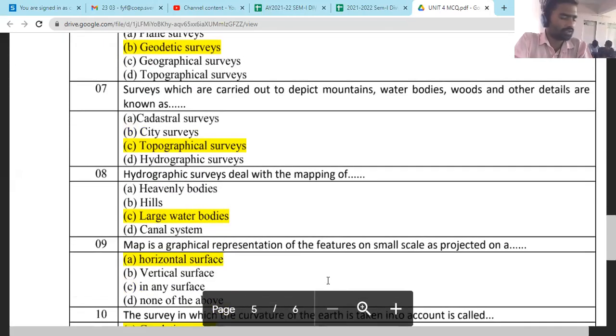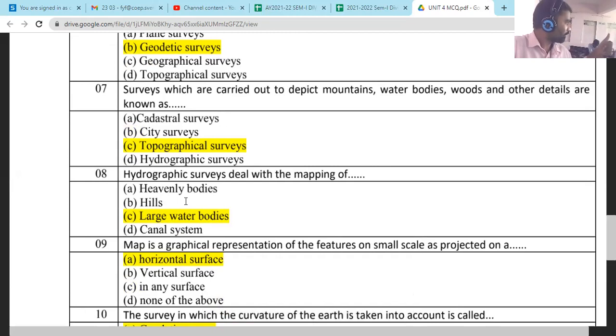Okay, topographical survey. Then hydrographic survey deals with the mapping of, what is hydro? Water. The survey which we do on water is called hydrographic surveying. What are heavenly bodies? Planets. So the study of planets and all is called astronomical survey. So astronomical survey is done for heavenly bodies. Hydrographic is done for large water bodies.